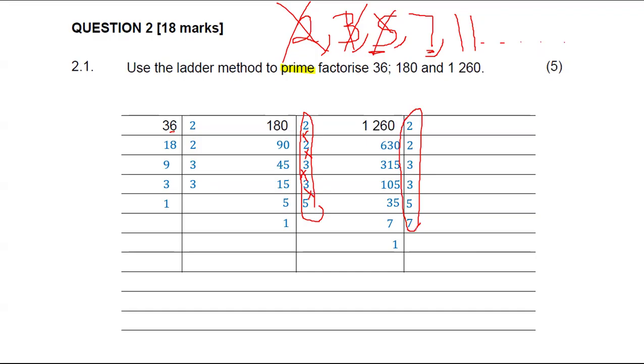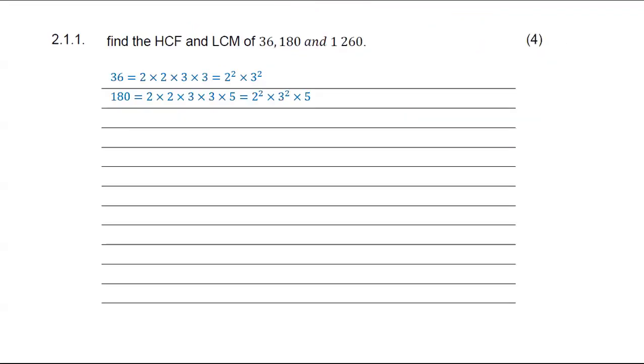And for 1,260, I will get 2 squared times 3 squared times 5 times 7. To get my LCM, I like the way my grade 8 learners say it. To get your LCM, it's all the prime factors raised to the smallest exponent.